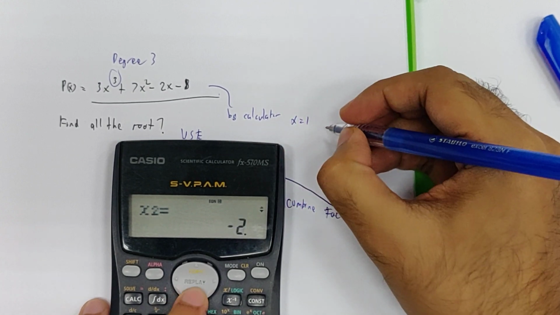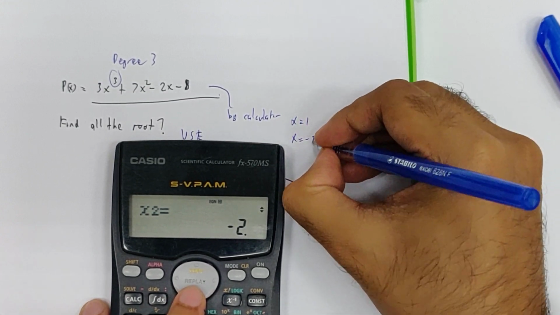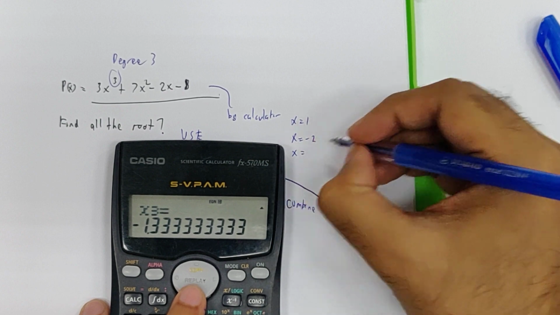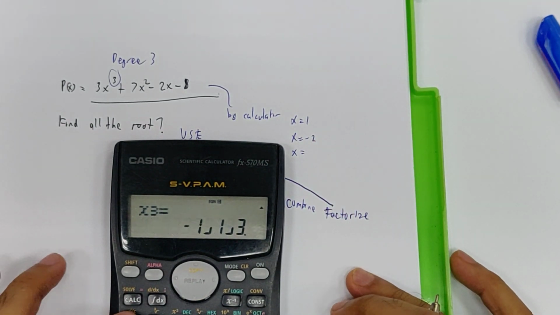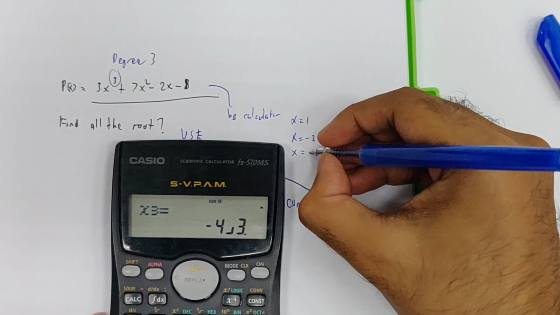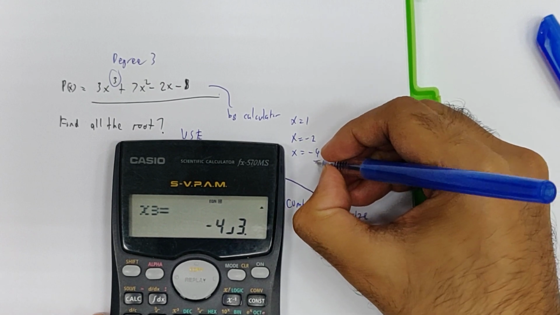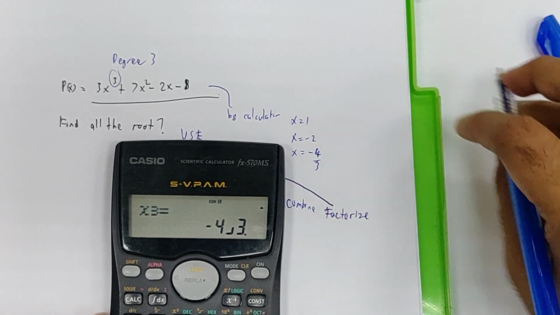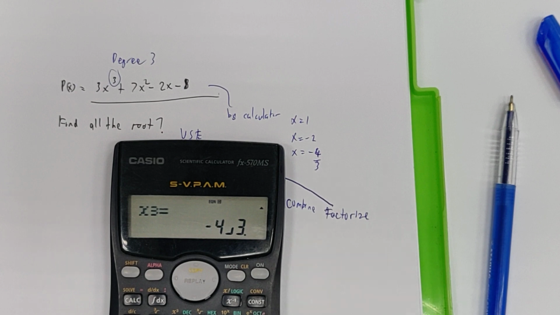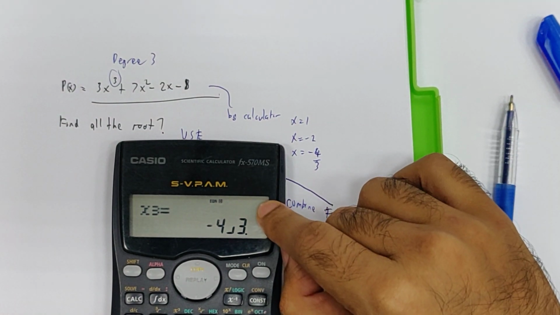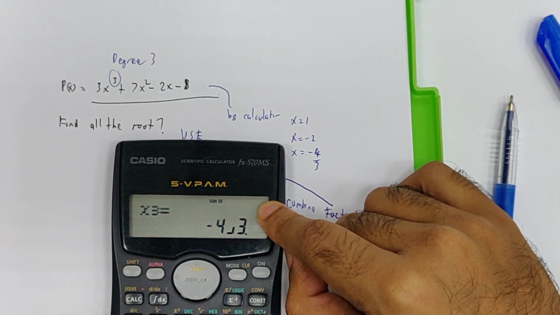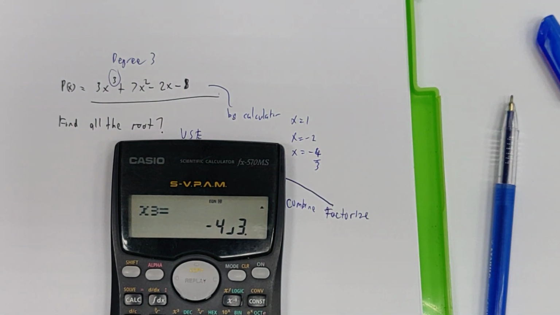X equals 1. X equals negative 2. And finally, what about this? Negative 4 over 3. Okay, one advice to you, don't pick the one with R1 on top. If there is R1, what does it mean? It means it's unfactorizable lah. Let me show you one example.